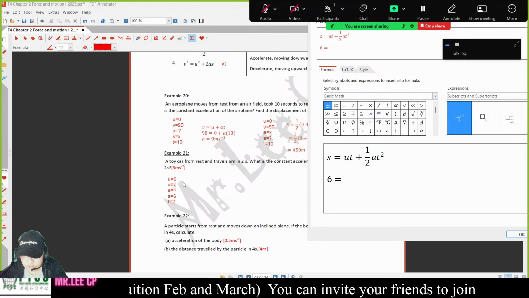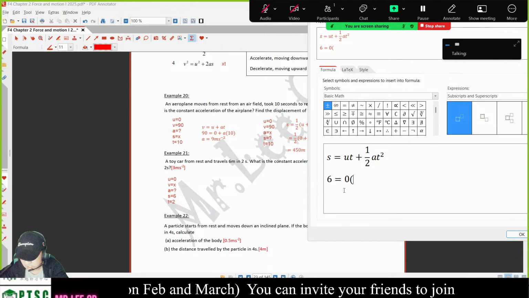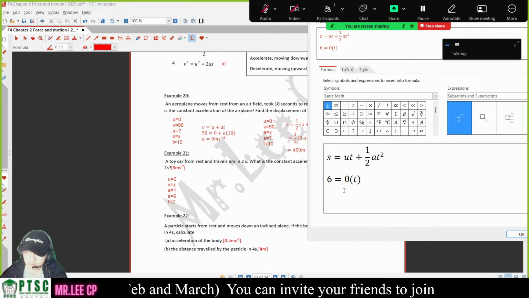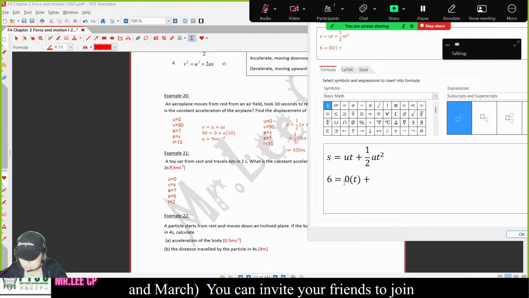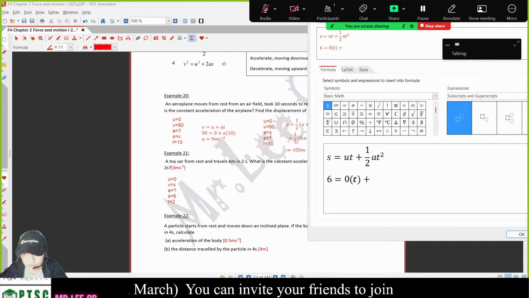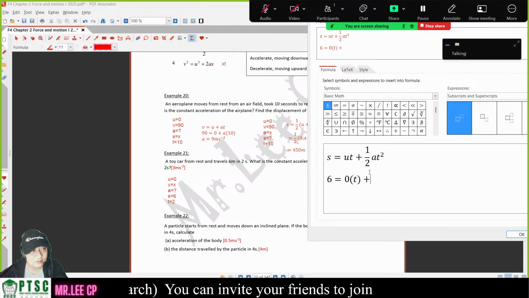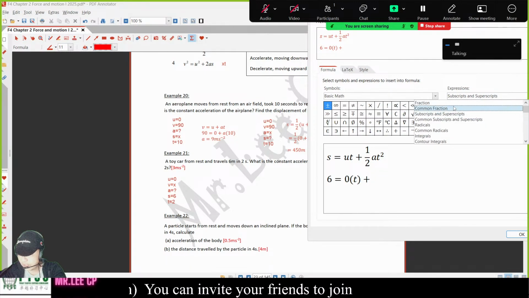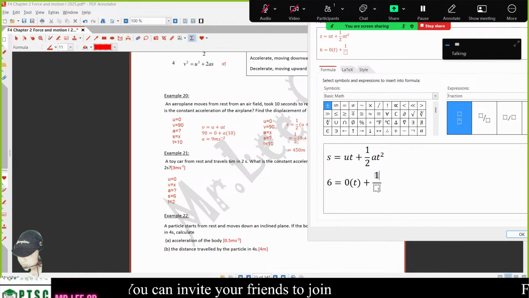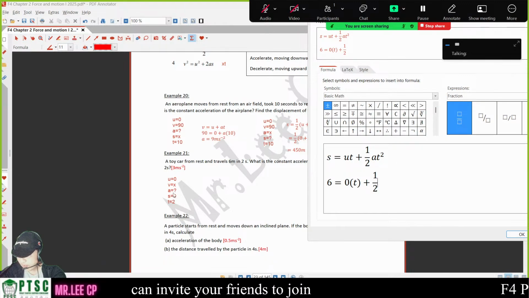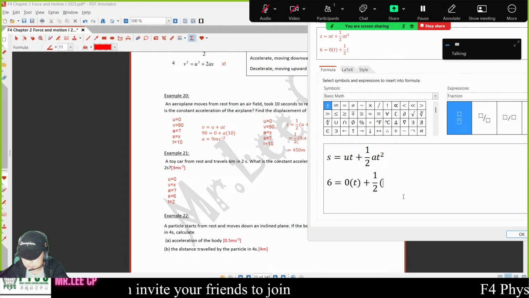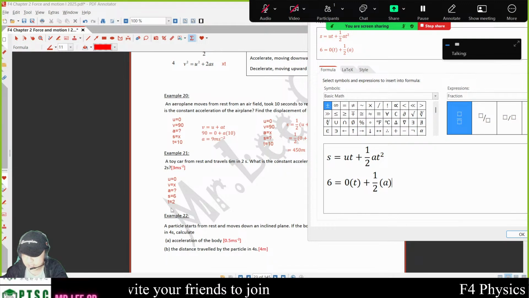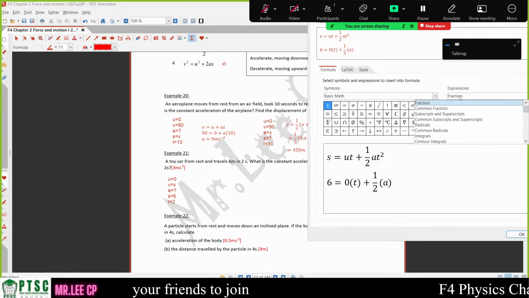UT is 0. 0 times whatever is also 0. Okay, you don't need to worry. If you don't want to write it, it's okay because U is 0. Right, plus half AT squared. A, how much is A? A is the unknown. Alright. And then T squared, T squared is 2 squared.